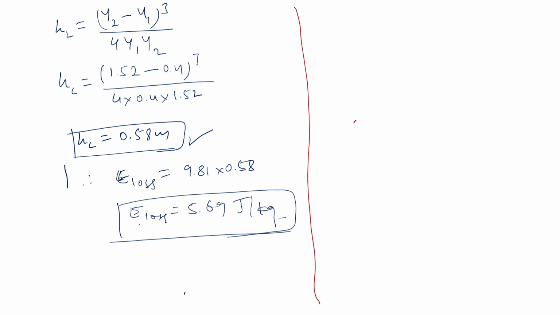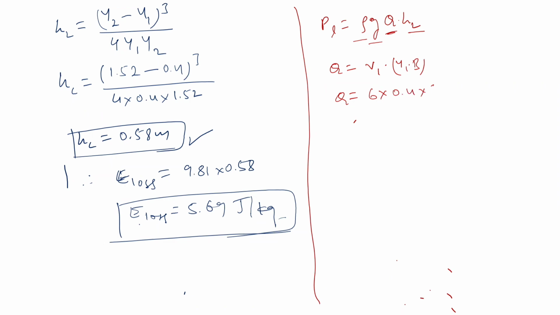Finally, we have to calculate power loss. The equation for power loss PL is given by rho g Q into HL. We know rho, g and HL, but we have to calculate Q first. Therefore, Q is equal to velocity V1 into area, which is given by y1 into B. Q is equal to V1 is 6 multiplied by y1 is 0.4 into breadth is 8. That's equal to 19.2 cubic meter per second.